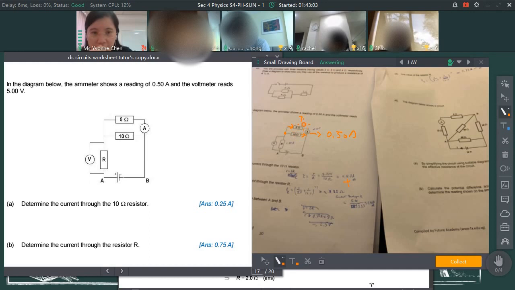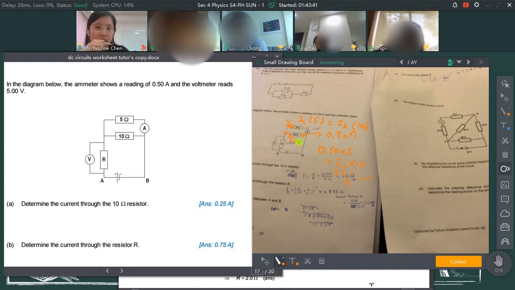Like I1 times 5 equals I2 times 10. I call the second branch I2 and the first branch I1. Because they are connected in parallel, they have the same voltage. So I1, which is 0.50, times 5 equals I2 times 10. So I2 will be of a different value, not 0.50. Basically, the two branches shouldn't have the same current. If you have your current as 0.50, it's not correct.